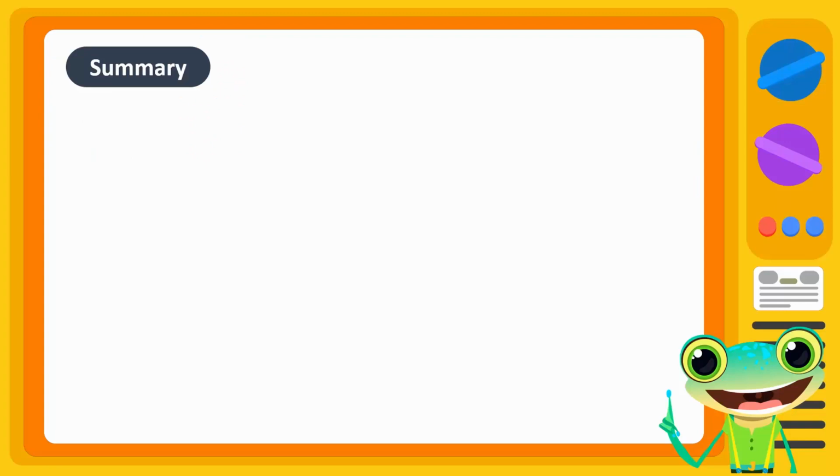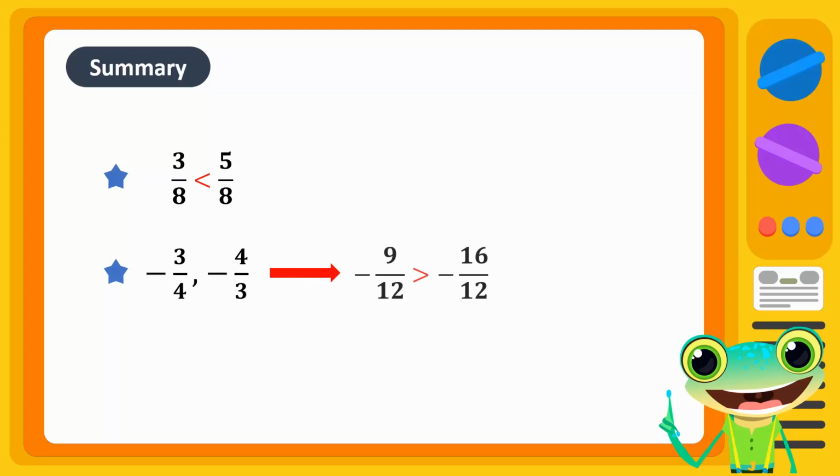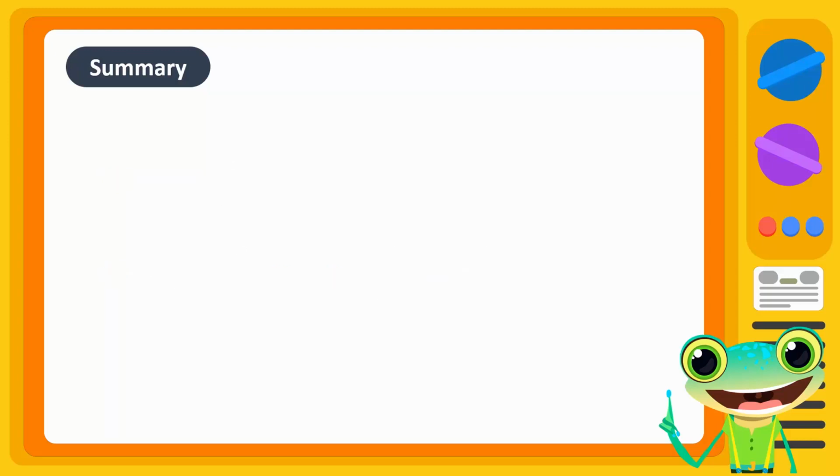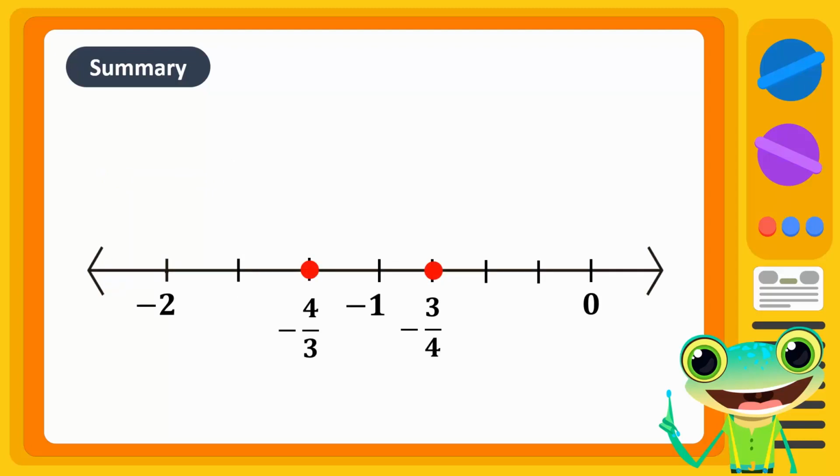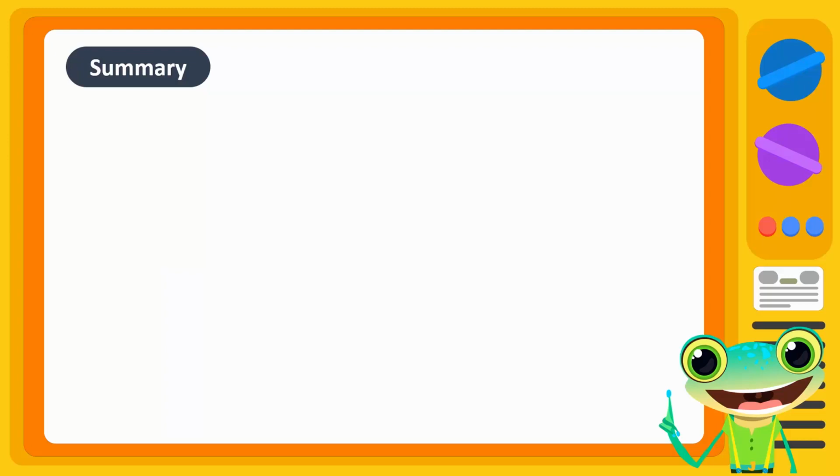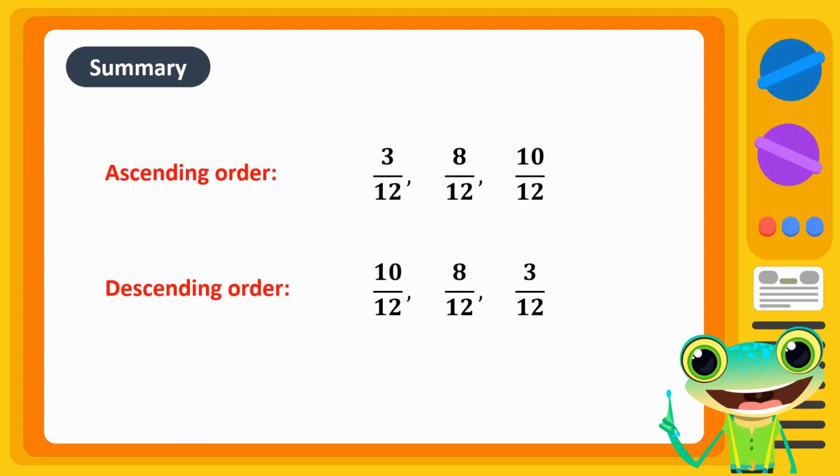In summary, we compare rational numbers by their numerators given that their denominators are the same. For unlike denominators, we first make them the same, which can be achieved by taking their LCM. The number line allows us to compare two rational numbers easily. The number on the left side of another on the number line is always smaller. Rational numbers can be arranged in ascending and descending orders, respectively.